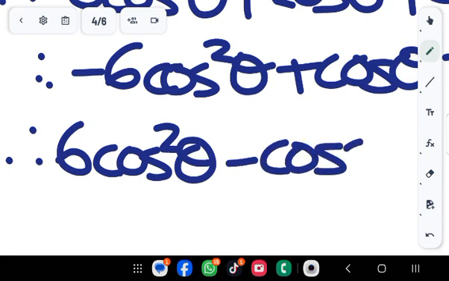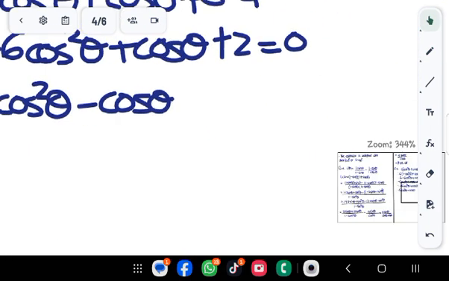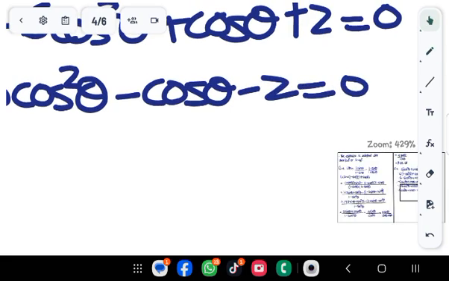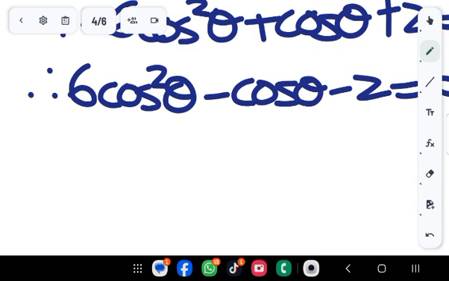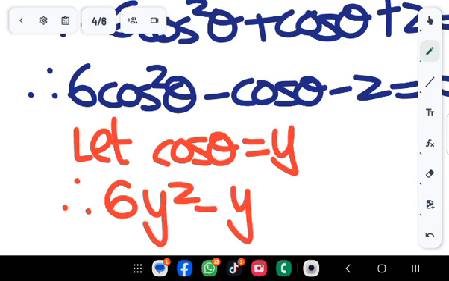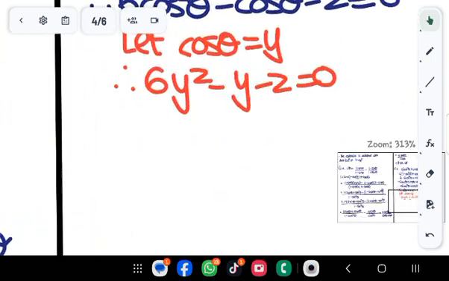That is minus cos of theta minus 2. And now we can factorize. Let me show you. That is the same as if you let cos of theta equal y. Therefore, that will be 6y squared minus y minus 2 equals 0. If this makes it easier for you to factorize, use this.